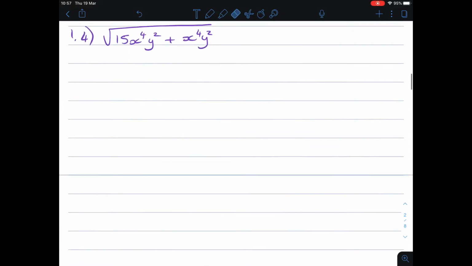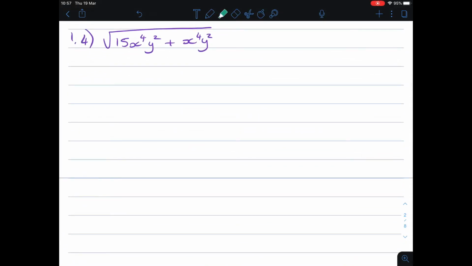Then when I move on to question 1.4, when you look at this, you'll actually see that these terms are like terms. So you need to first, before you get the square root of anything, say 15 of something plus 1 more of the same something is 16 of that something. So it's x to the power of 4, y to the power of 2. And then you can simplify as per usual.